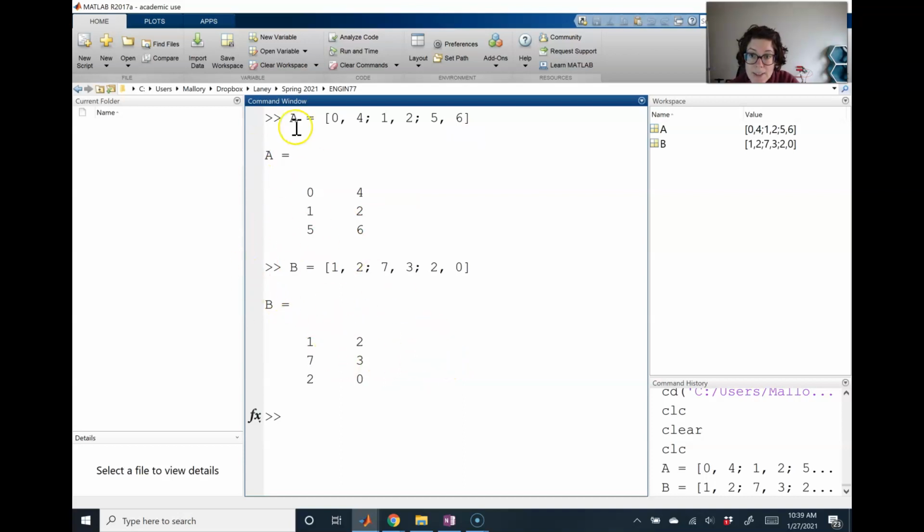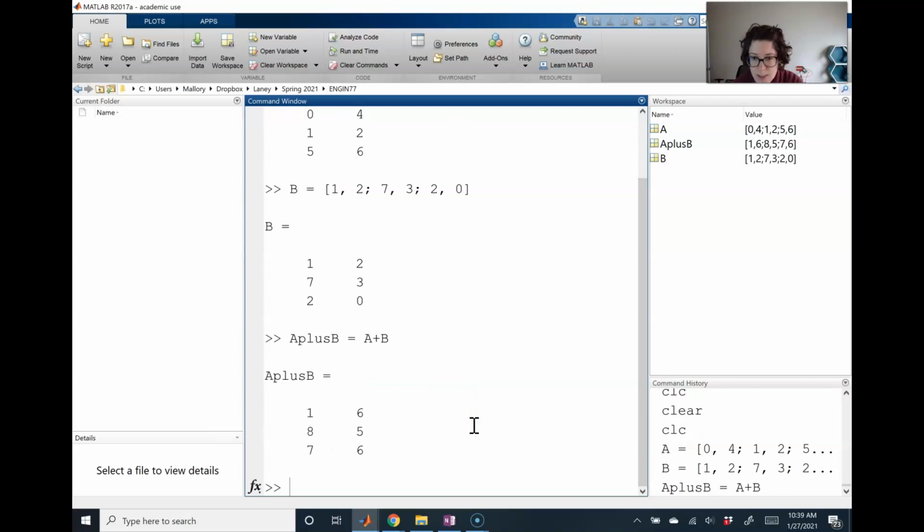So now I can add these two matrices up. So let's put this in a new variable. We can call it C, or we could call this A plus B. We get to decide what we put on the left-hand side. That's the variable name there. So we could put any variable name here as long as it's a valid variable name. So last week we talked about how variable names can only have letters, numbers, and underscores, and they must start with a letter. So here A plus B, and we get 1, 6, 8, 5, 7, 6.